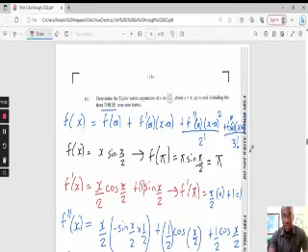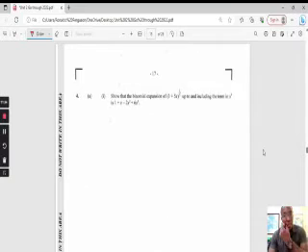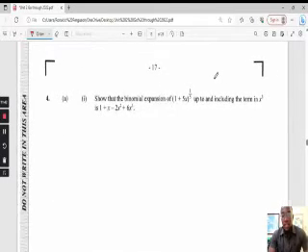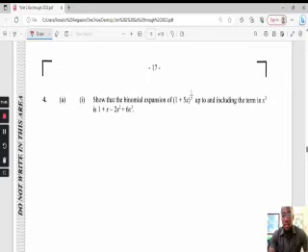That's this question here. Nice. And that completes question number 3. Now question number 4. They ask us to show that the binomial expansion of 1 plus 5x to the 1 over 5 should be worked out to be this right here.